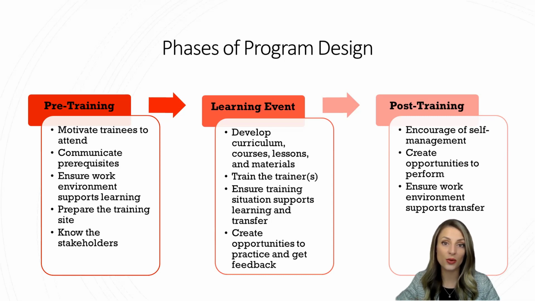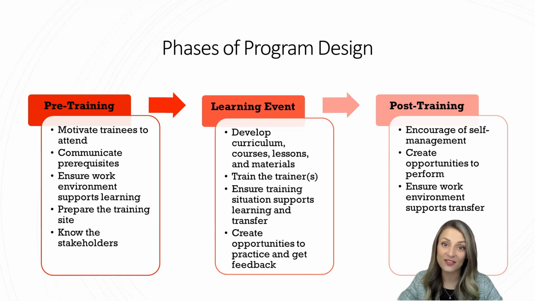There are at least 3 stages that we need to design before we can invite trainees to participate. Phase 1 is pre-training conditions. Ideally, employees are motivated to attend and participate in training and then use what they learn to improve their job performance. They should have the necessary prerequisites and perceive a supportive work environment, topics that we've covered in previous modules. In this module, we'll focus on preparing the training site and knowing the stakeholders.